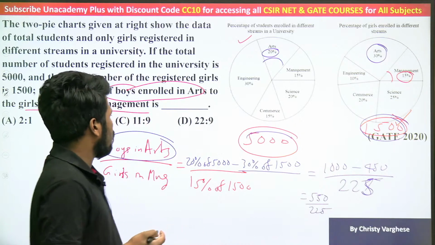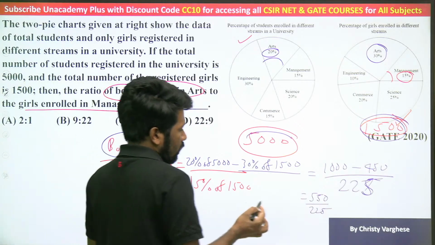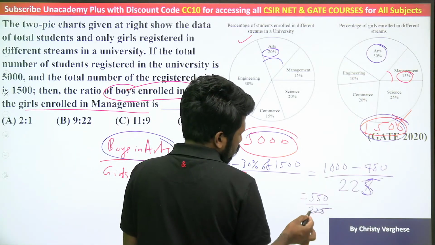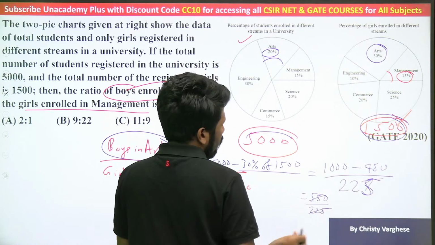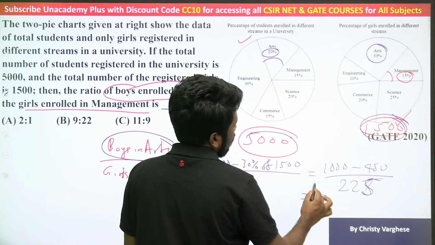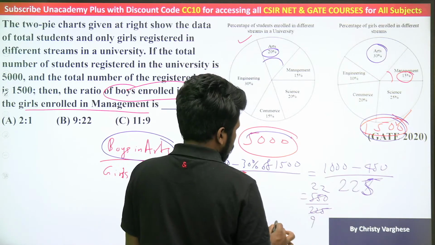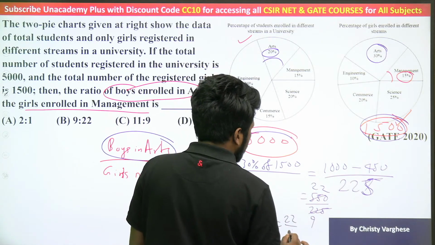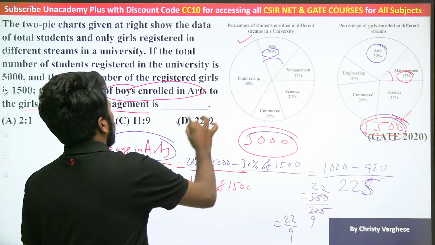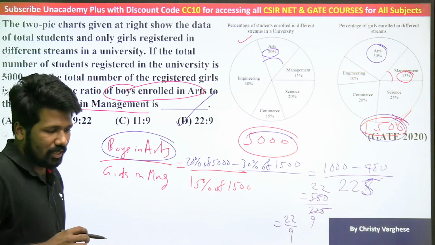550 by 225, you can cancel the common factor 25. 25 is common. If you cancel 25, this will be 22 and this will be 9. So 22 by 9 is going to be the ratio, or 22:9. Option D is the correct answer.